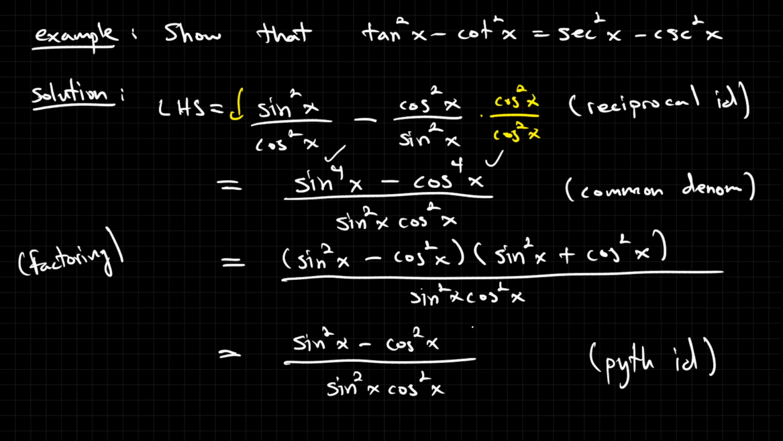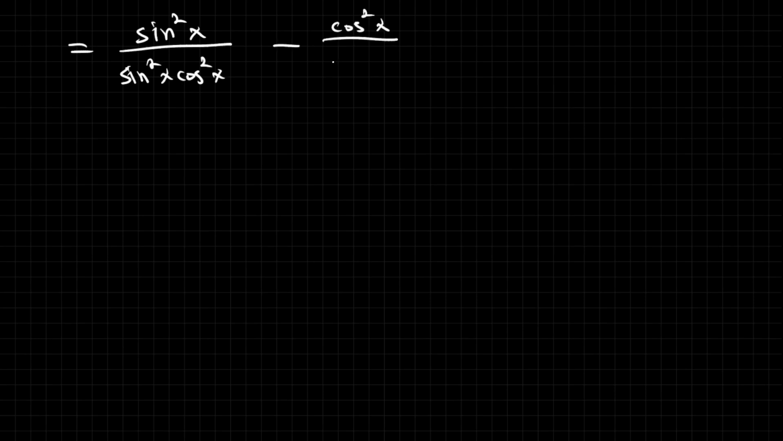Well, I could split up this fraction. I could write this as sine squared x over sine squared x cosine squared x minus cosine squared x over sine squared x cosine squared x. Let's go ahead and try that. So this would be equal to sine squared x over sine squared x cosine squared x minus cosine squared x over sine squared x cosine squared x. And now sine squared x over sine squared x, that's just going to cancel. So I get 1 over cosine squared x minus 1 over sine squared x.